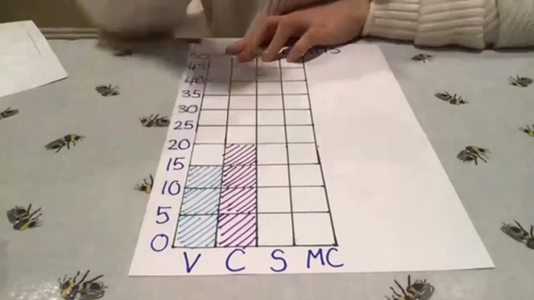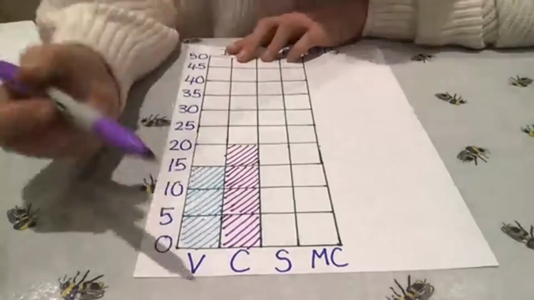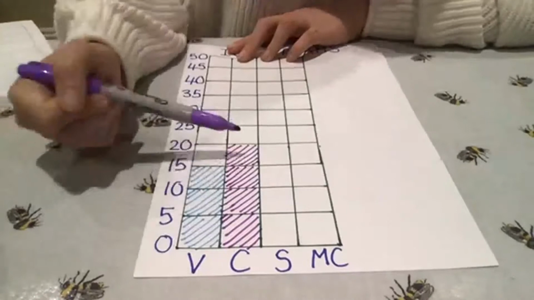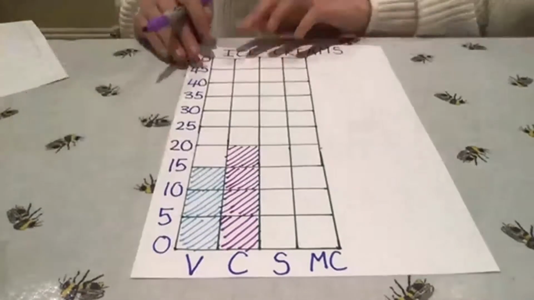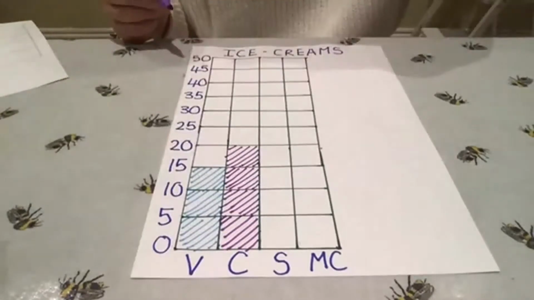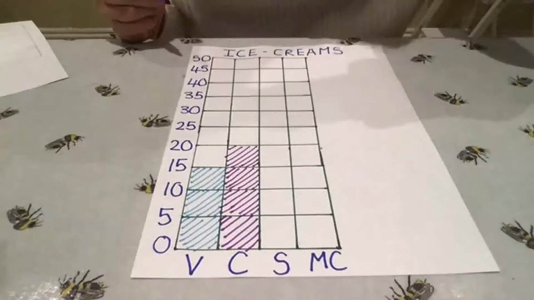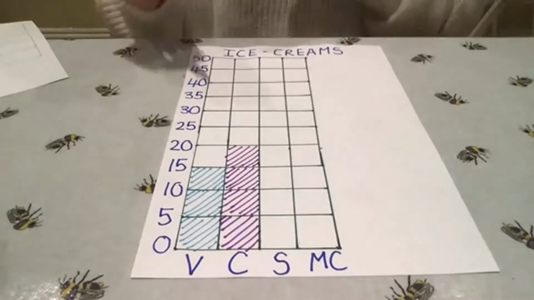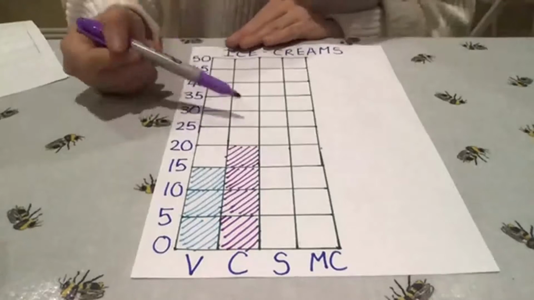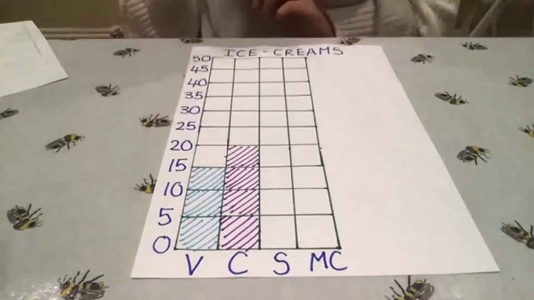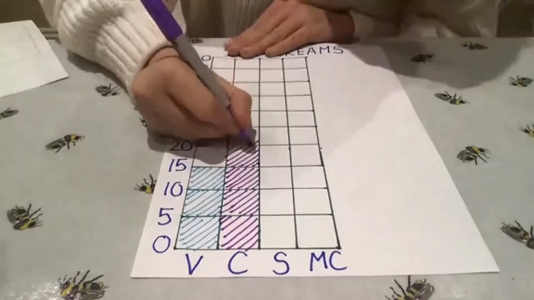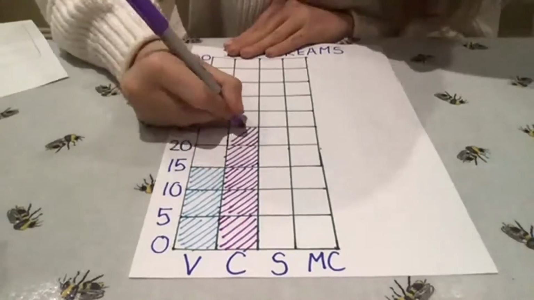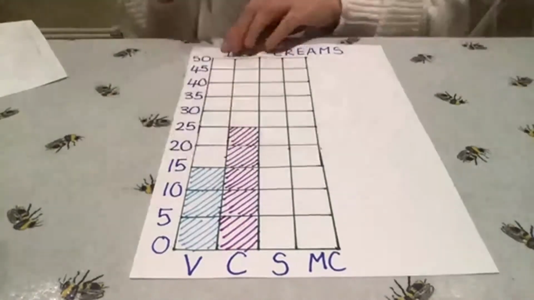Need to get to 25 though, so let me colour another one in. Now I know that each of my blocks represents 5 ice creams. So I've got 5, 10, 15, 20. How many more am I going to need to colour in to get to 25? Am I going to need to colour in 5 more? No, I'm not, because each block represents 5. If I colour in 5 more, that's going to be way too many, isn't it? I just need to colour in 1 more, because each block represents 5, and 20 plus 5 equals 25.